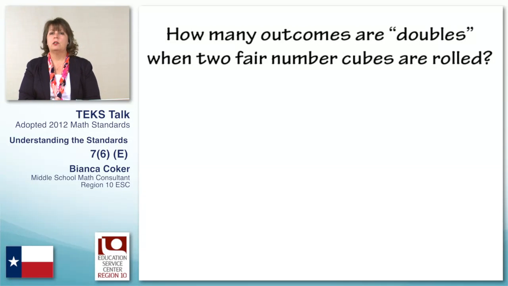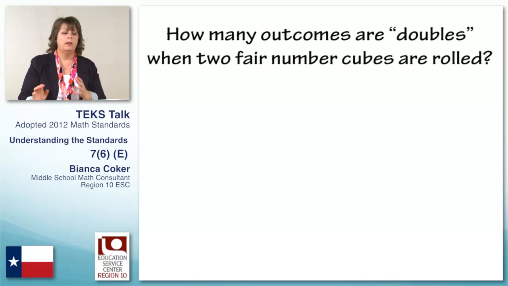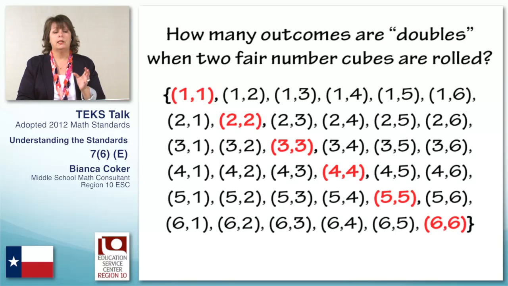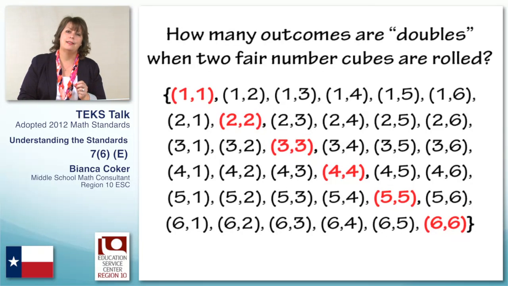Now, how many of these outcomes are doubles when the two fair number cubes are rolled? Those I've bolded in our sample space. You'll see them as 1, 1, 2, 2, 3, 3, 4, 4, 5, 5, and 6, 6. If you've ever played Monopoly, doubles are a great thing.